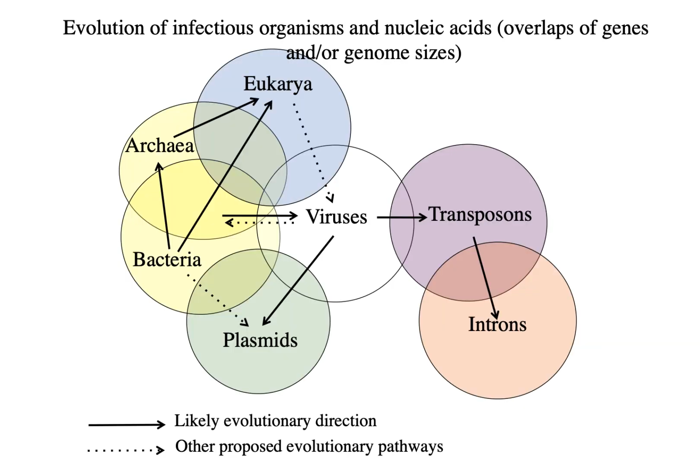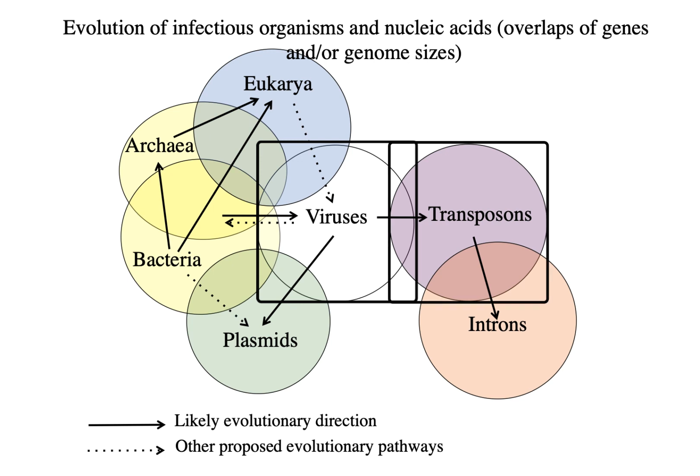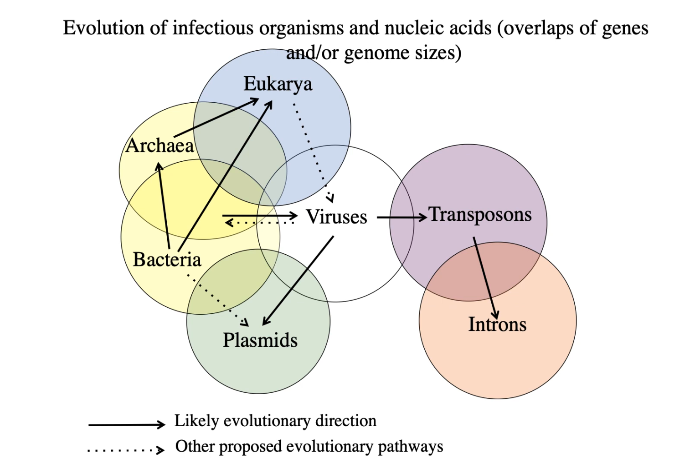So far we've talked about viruses and how they're related to transposons, and how transposons are related to introns, and how each one of those have contributed to evolution and evolutionary processes. Now I just want to finish up by talking about plasmids, which have some similarities to viruses, as well as some similarities to bacterial cells, genomes, and genes.